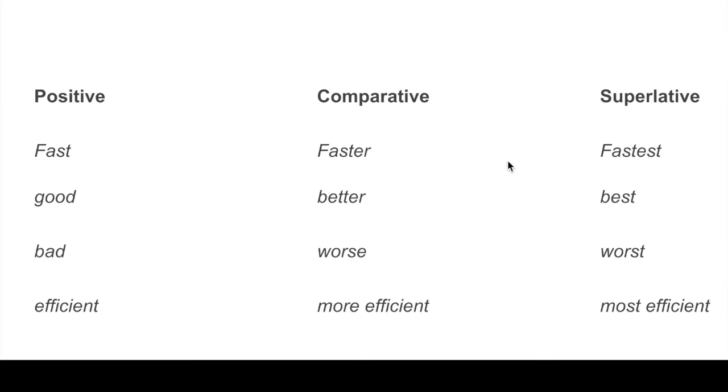Now you have good, better, and best. So not always do you add er or est. And then you have bad, worse, and worst. And then at the end, the last example says efficient, more efficient, and most efficient. Now, some words in English, we just don't add er or est at all, and we have to put more for the comparative if it's just 2 things, people or places, or most if there are more than 3 people, places, or things.